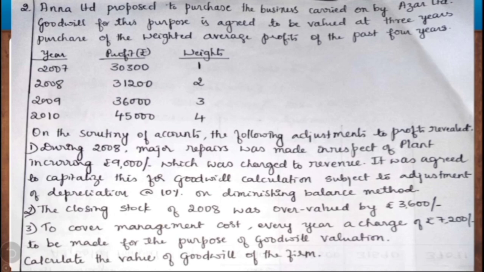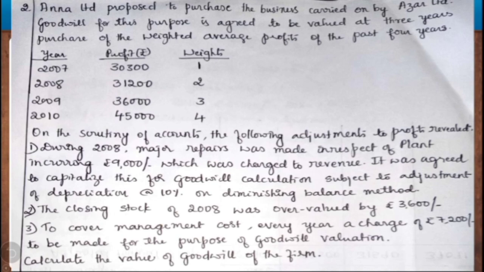Anna Limited proposed to purchase the business carried on by Azhar Limited. Goodwill for this purpose is agreed to be valued at 3 years purchase of weighted average profits of the past 4 years. They have given the year, profit and weights. On the scrutiny of accounts, the following adjustments to the profits are revealed.